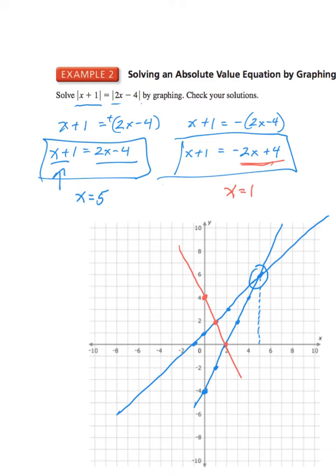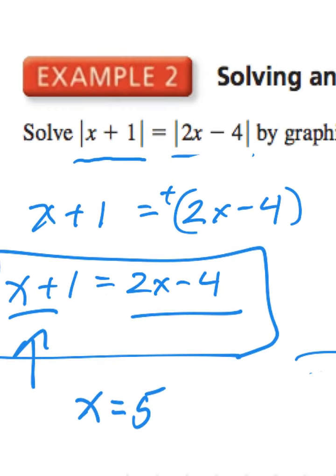Let's try 5 first. All right, let's try 5 for these equations. So I go absolute value of 5 plus 1 is the absolute value of 6, right? And if I put 5 in for x here, I get 2 times 5 minus 4, which is what? 6. Not 16, 6, right? 10 minus 4.